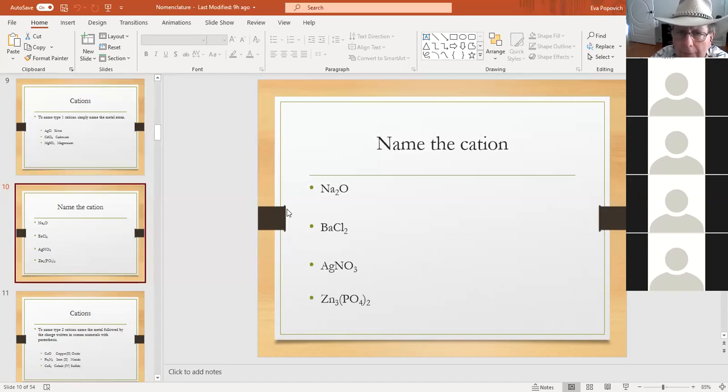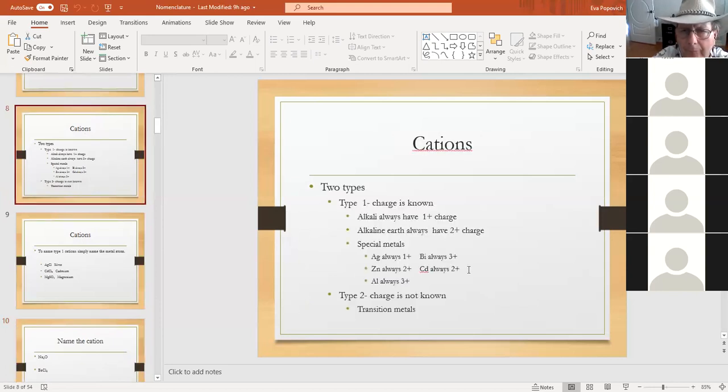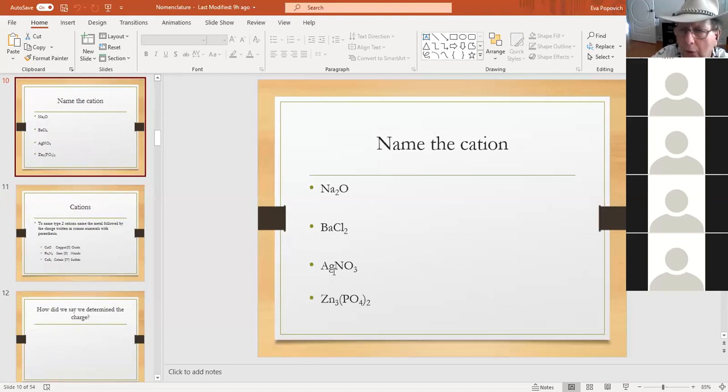Rebecca, yep. AgNO3. Is Ag a type 1? I'm sorry, is Ag a metal? Yes. Is it a type 1 or a type 2? Type 2. Okay. What were the special ones I told you about? Silver is one of them, Rebecca? Yep. Silver is one of them. It always has a +1 charge. So do I need a Roman numeral for that? No. Okay.